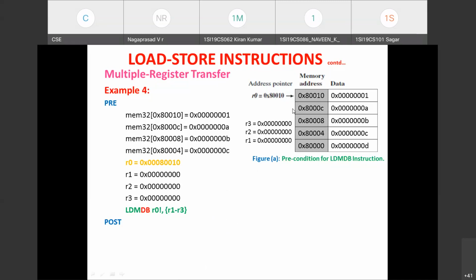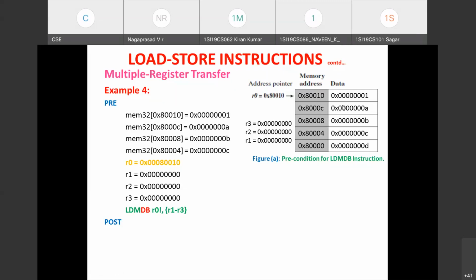Decrement, then 80010 is the data in R0. Once it is decremented, the address held in R0 will be 8000C. From this address, whatever data is fetched, it will be stored in which register? Is it R1? R3, ma'am. R3. Kindly remember this.